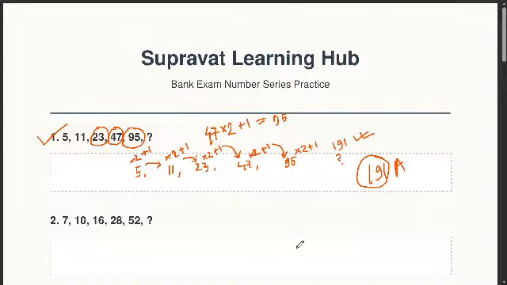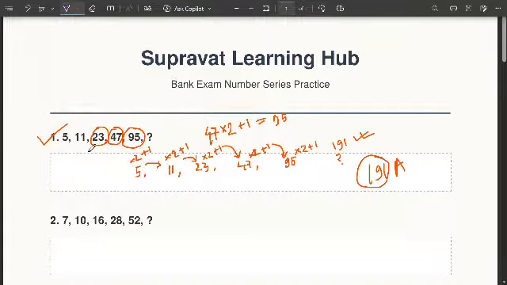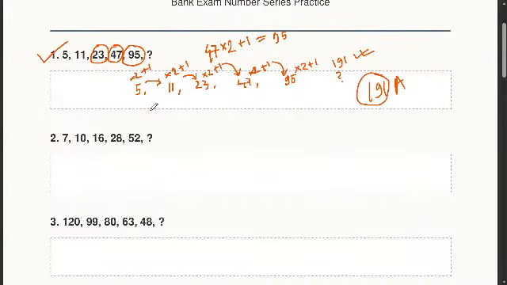So the missing number series is found out in this method. Okay. So it is clear to all of you. Okay. Now we are moving to the next question.